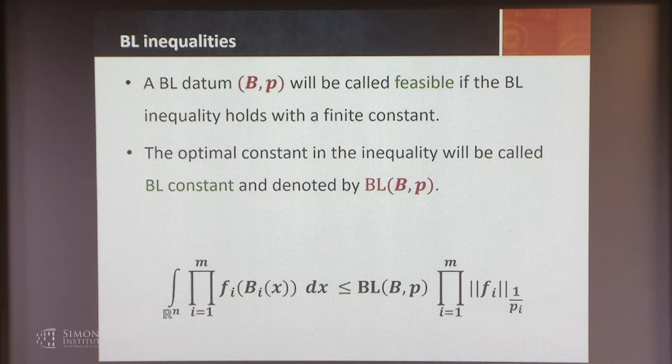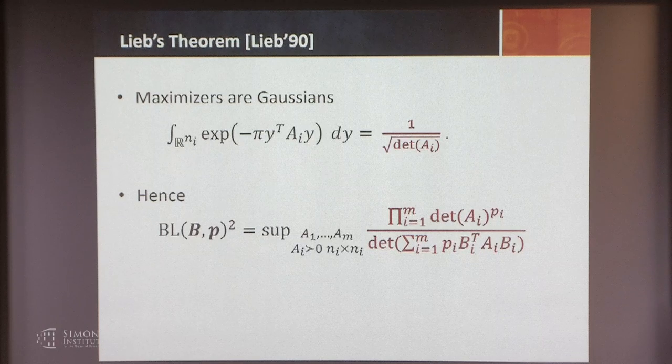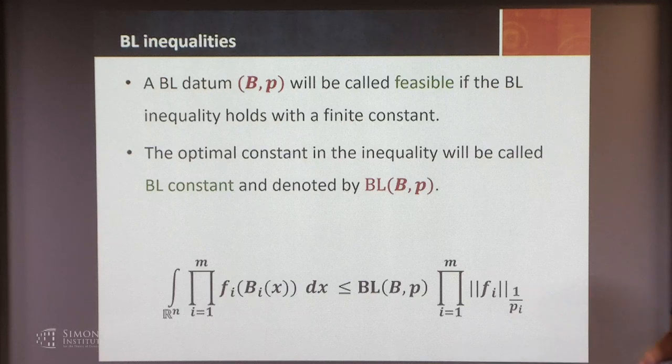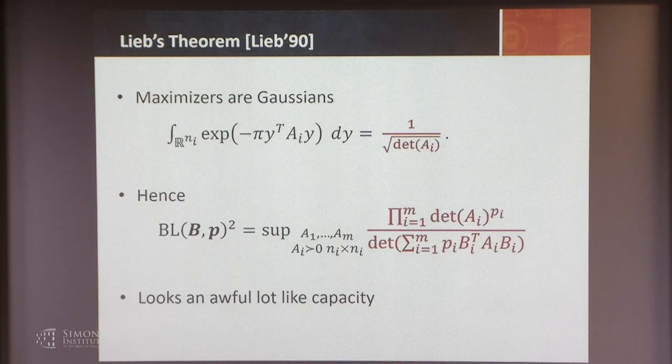Lieb, in the 90s, proved that the maximizers, if this holds, this will be tight when you plug in f_i's being Gaussians. Now, if the f_i's are Gaussians, what happens? Well, this becomes 1 over the determinant of A, and therefore you can come up with a formula for the Brascamp-Lieb constant. The Brascamp-Lieb constant will be the supremum over all the A_1 up to A_m, which are positive definite, of this quantity, which needs to be finite.